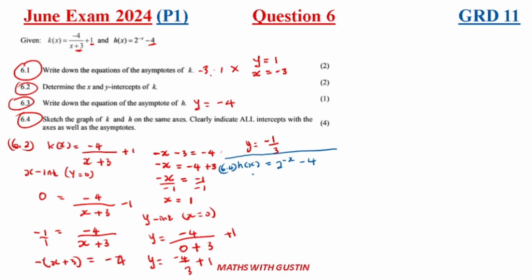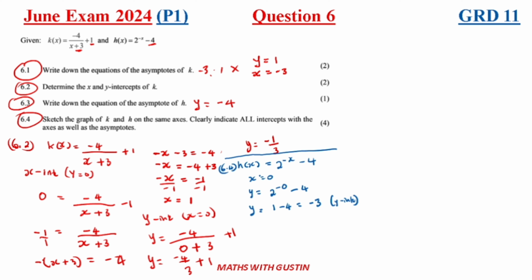So this one, when x is equal to 0, what are we getting? We're getting the y-intercept. y is equal to 2 to the power of minus 0 minus 4. So y is equal to, anything to the power of 0 is equal to 1. So therefore you're going to have 1 minus 4, which gives us negative 3. Now this is our y-intercept.